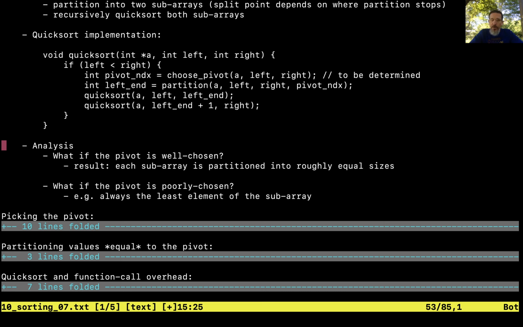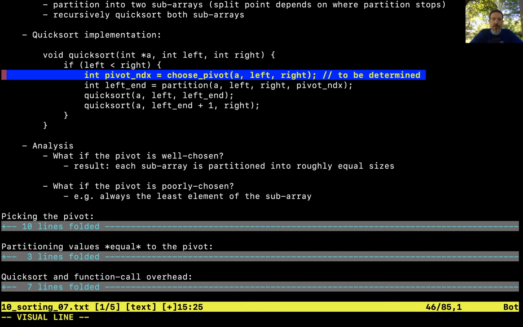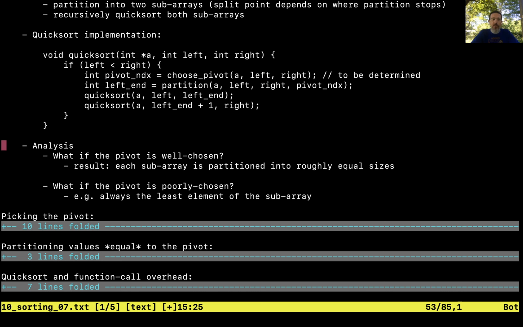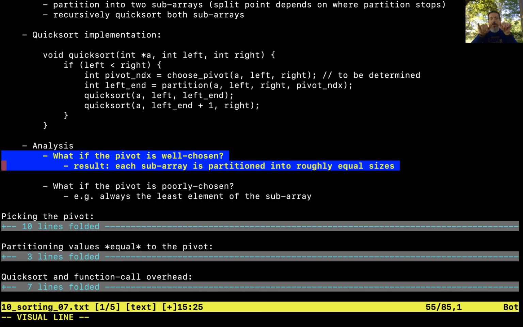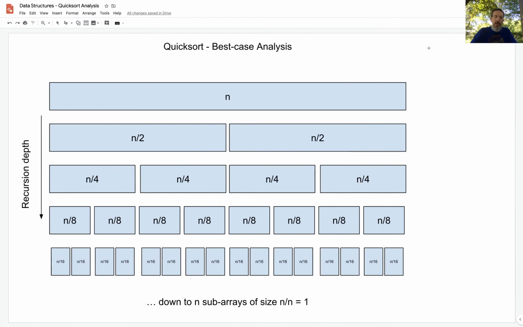There's an important part that we have left out, and that's the to-be-determined part that I talked about earlier. How do we choose the pivot? Well, if the pivot is really well chosen, then when we partition an array, it will end up with roughly equal sized subarrays. And that's important. So I want to show you what this looks like. This is the best case.